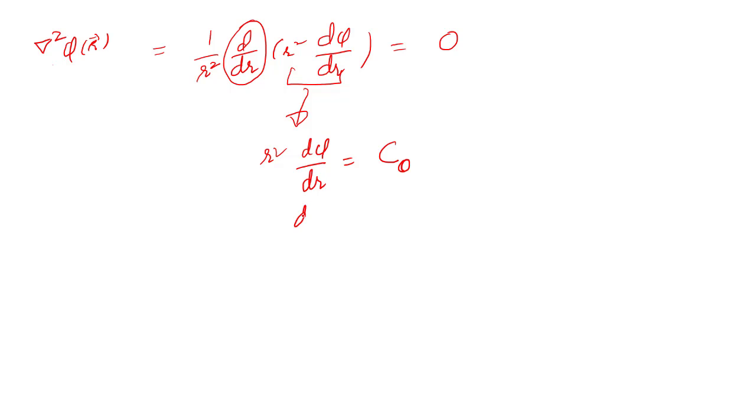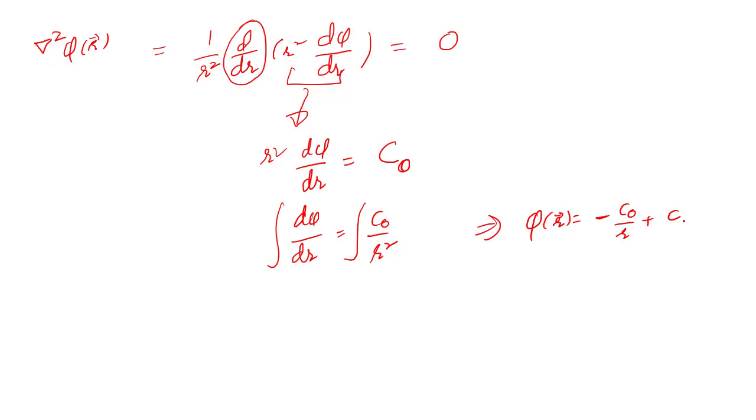Then I can write that d phi by dr is C0 by r square. So I can do an integration, and then I can get phi of r in general to be minus C0 by r plus some constant C1, and I can absorb this negative sign into the constant, and in general write it as C0 by r plus C1, right?